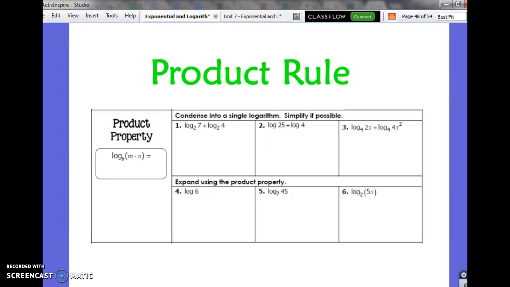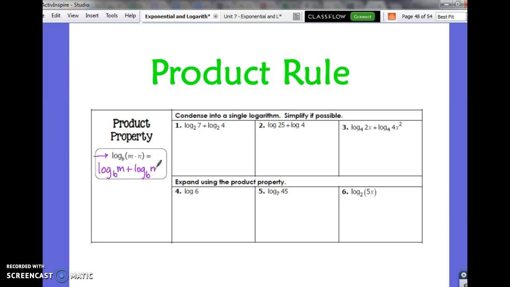But the product rule, the product property, says this: if you have a log of a certain base of two things being multiplied together, or a product, you can separate them out using addition. Log base b of m plus log base b of n. And the base is the same on each of those terms, and you're just going back and forth depending on what the situation calls for.